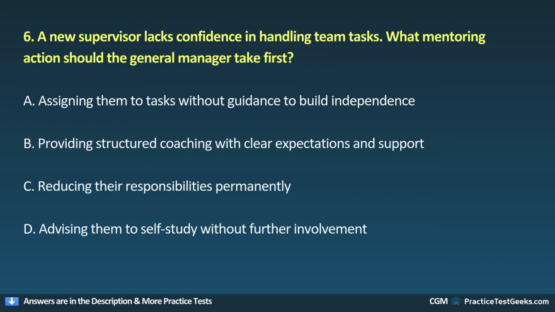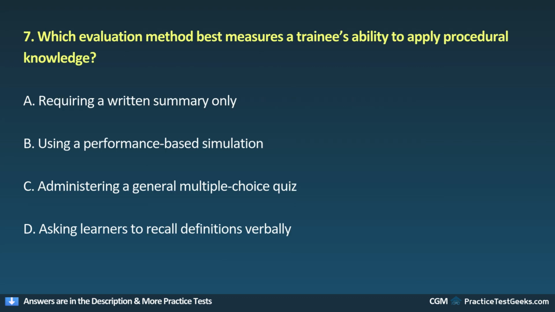6. A new supervisor lacks confidence in handling team tasks. What mentoring action should the general manager take first? A. Assigning them to tasks without guidance to build independence. B. Providing structured coaching with clear expectations and support. C. Reducing their responsibilities permanently. D. Advising them to self-study without further involvement.